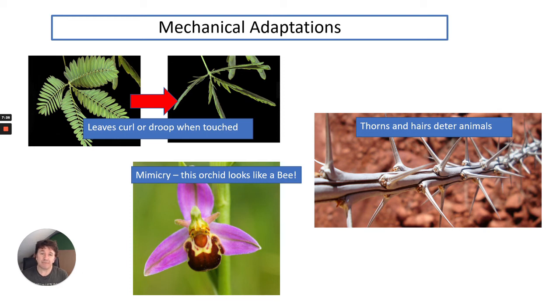You could also have plants that have thorns and hairs, which again deter animals or insects from eating them. If they've got hairs, that will stop aphids from being able to pierce the leaf to get into the phloem. And then others have mimicry. So this orchid looks like a bee, so that's going to prevent other insects from attacking it.